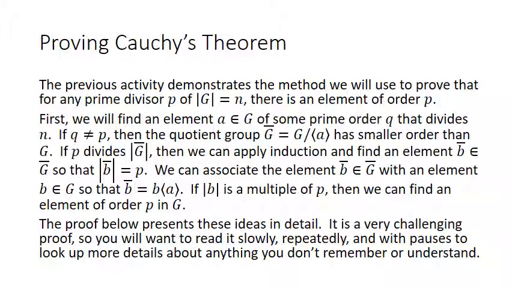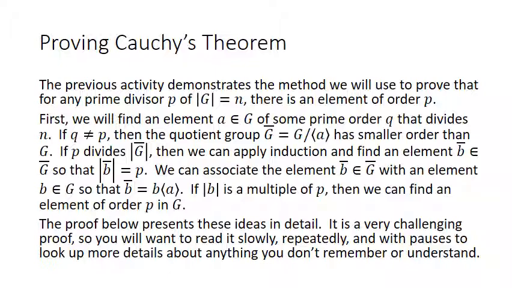So it's going to go inductively. And then we can associate the element B bar in G bar with an element B in G such that B bar is equal to B times the group generated by A. And then if the order of B is a multiple of P, then we'll be able to find an element of order P in G. So that's basically the main idea, and let's go through that in detail.